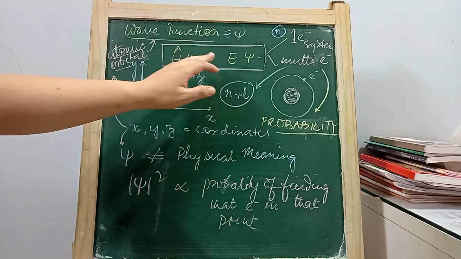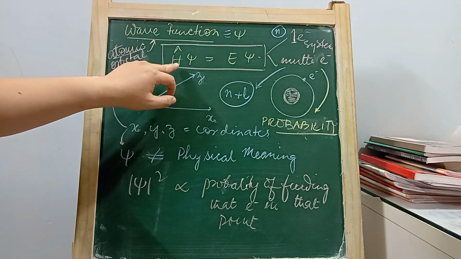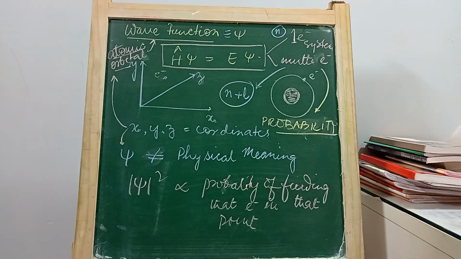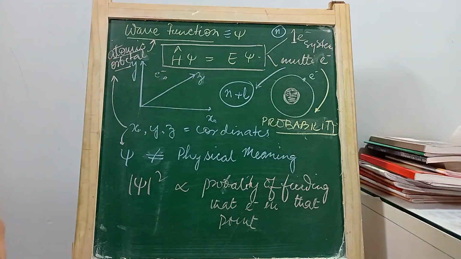Hamiltonian H psi is equal to E psi, where H, this particular symbol, is known as the Hamiltonian, and it is a mathematical operator. And the psi represents the wave function. E means the energy of the system.